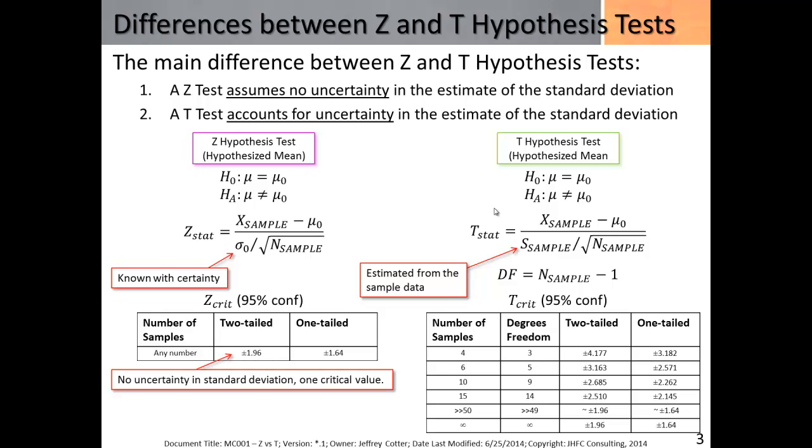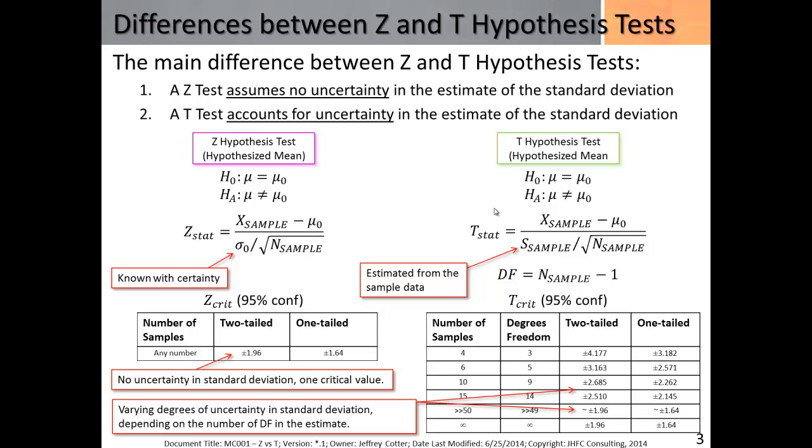The second key difference pertains to the critical value that we use to decide between the two conclusions of the hypothesis test. In the case of the Z hypothesis test, there's no uncertainty in the standard deviation, and therefore there's only one critical value for the two-tailed test and one critical value for the one-tailed test.